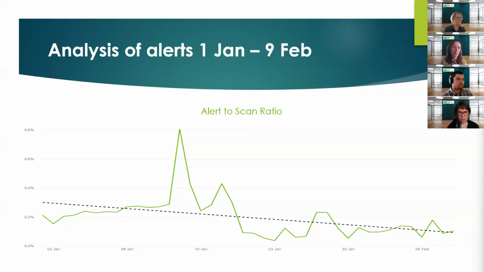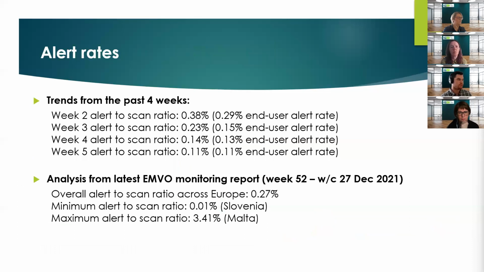At the moment, we're hovering between 0.1 and 0.15 week on week. And although this represents significant progress, we still need to do that final little push to get us down to where we need to go. So if we go to the next slide there, we'll see some specific weekly alert rates. Week 2, as you saw, with a few of those spikes in it, had a 0.38% alert rate and a 0.29% end user alert rate. And then we see as we go through the next few weeks, that actually steadily comes down. And then week 5, which was not last week, but the week before, we had a 0.11% alert rate, both overall and for end users.